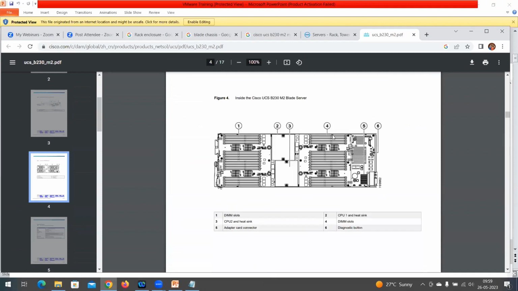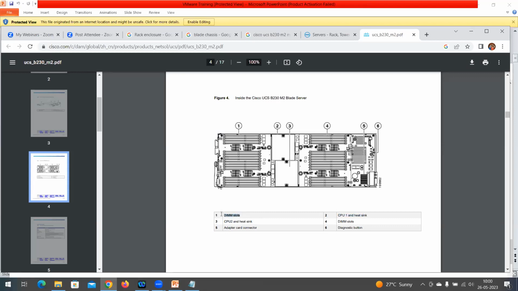See here, inside this blade architecture, the motherboard is laid down. How many processors are available inside the Cisco UCS blade server? See here: DIMM slots, CPU, adapter card connector, CPU1 heatsink. By looking at all these things, if you don't understand what a motherboard is, you can't understand what DIMM slots are.